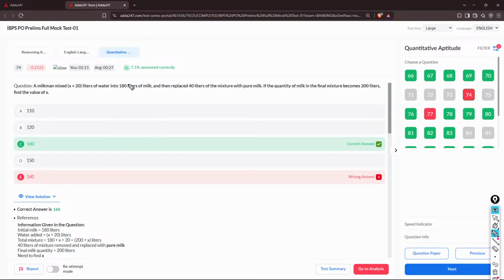So what I was thinking that this was the water, this was milk. Now he replaced 40 and added 40. The quantity in the milk became 200. So after removing 40, it should have been 160. So 20 was removed. If 20 was removed, oh, 20 was removed. So half of it removed. So this was also 180. Okay.